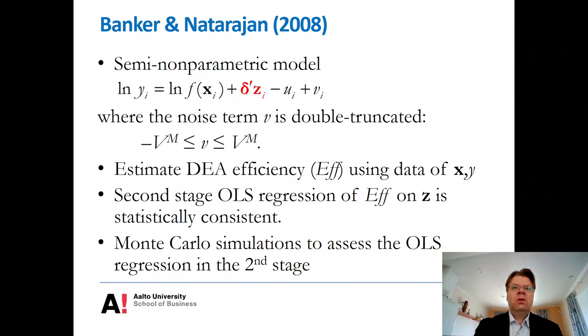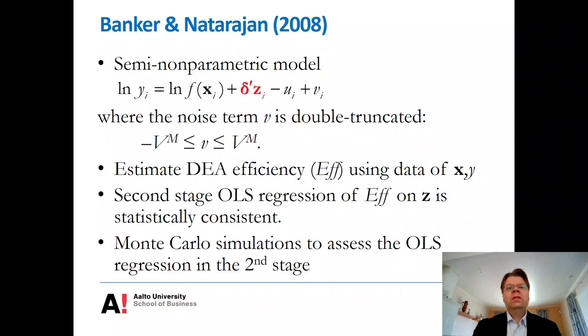So then they consider estimating the efficiency score using data of X and Y in the first stage. And importantly, Banker and Natarajan show that the standard OLS regression of efficiency scores on Z variables is statistically consistent in this kind of setting. And finally, they also run a series of Monte Carlo simulations where they know what the true data generating process is, and they assess how well the second stage OLS regression works to estimate this coefficient delta.